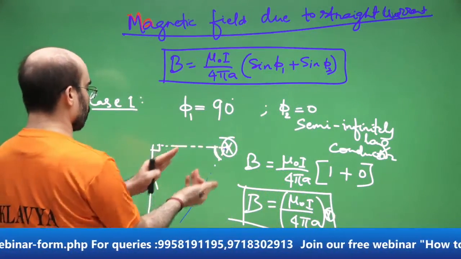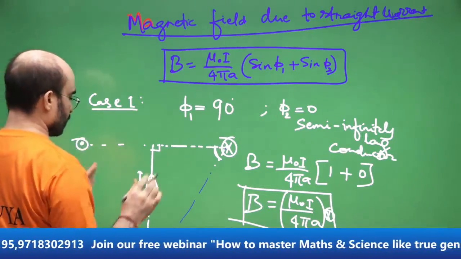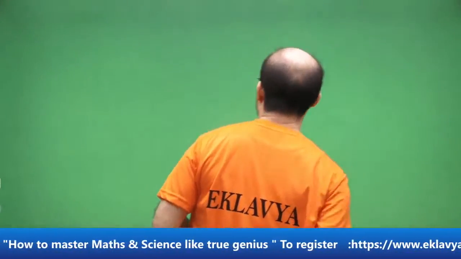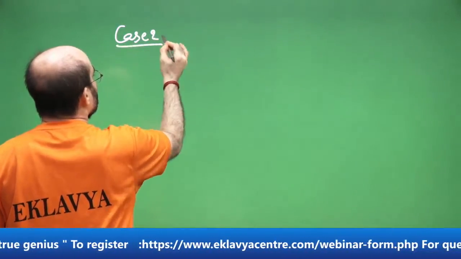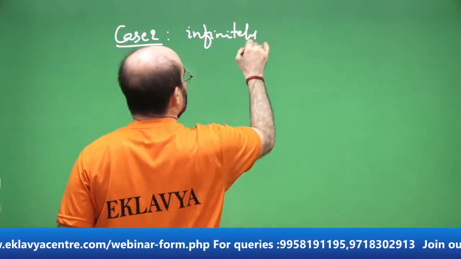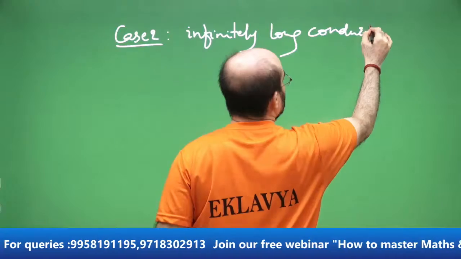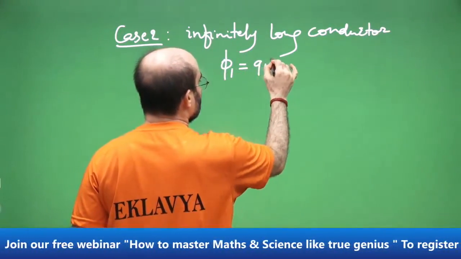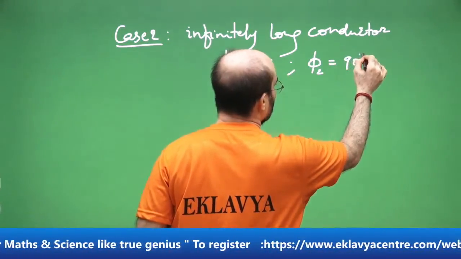This side it is into the page. If you take this here, then this is out of the page. That we need to keep in mind. Now, if you have an infinitely long conductor, it is going to be what? Phi 1 equals 90 degrees. Phi 2 also equals 90 degrees.